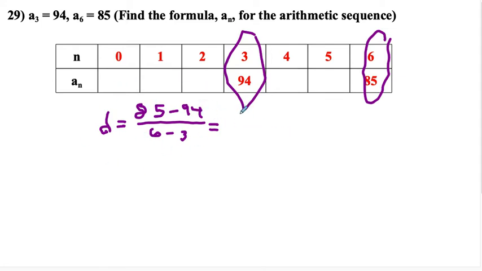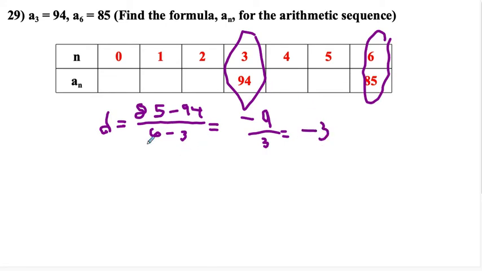So 85 minus 94 is negative 9, which is not the common difference because 6 minus 3 is 3. The common difference between each value, from 0 to 1 to 2 to 3 to 4 to 5, is negative 3.